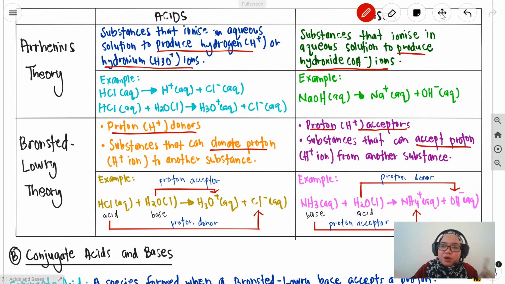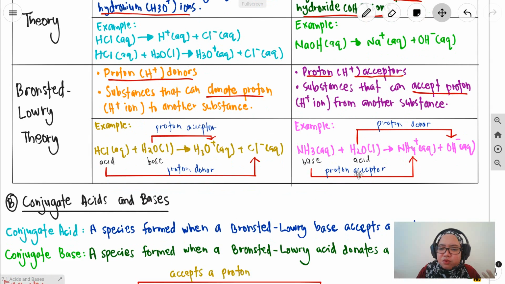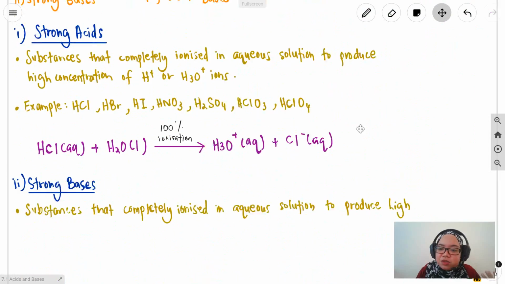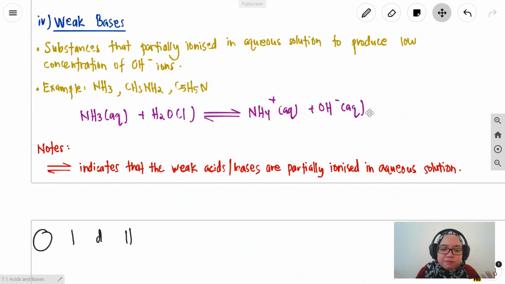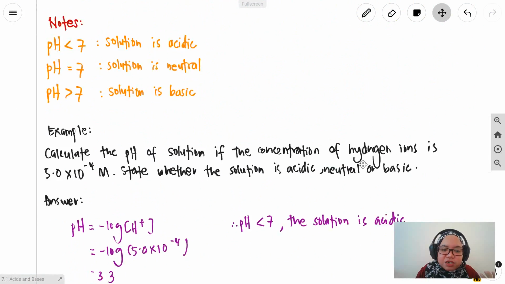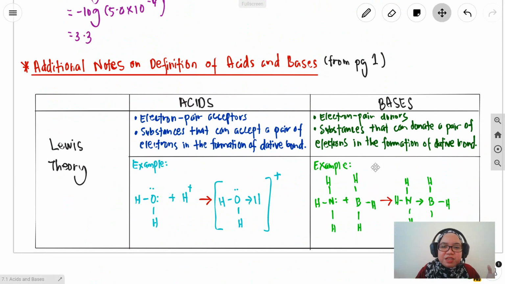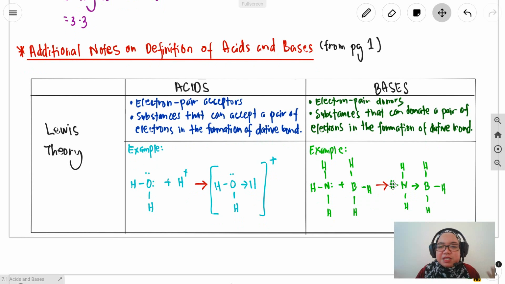Okay, so there is one more theory that defines acid and base. It is not covered in the recent learning outcome, but I'm going to teach you anyway. So here are the additional notes on the definition of acid and base. I just thought, why not share this theory with you guys. I don't have space on page 1, so I put it on page 3, I think. This is the definition of acids and bases based on Lewis theory.